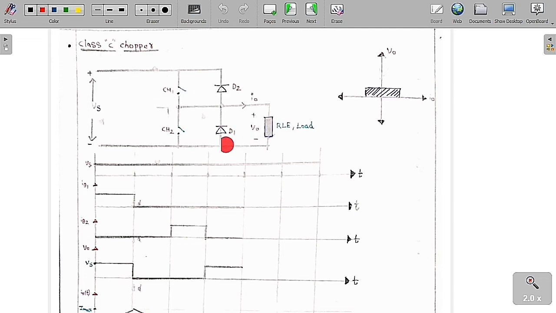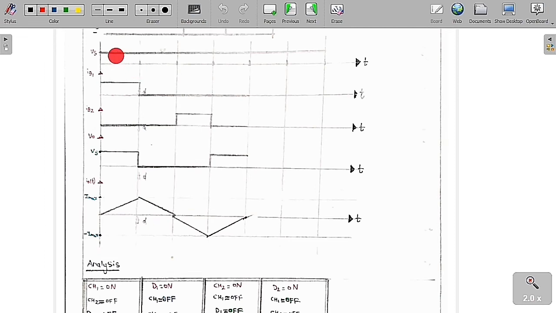So this is the circuit diagram of the class C chopper. There is a constant supply voltage Vs, and there is an RL load. Here we have chopper 1, chopper 2, diode D1 and diode D2, and from this we are going to connect to the load. Now we are going to see how things happen in this circuit.